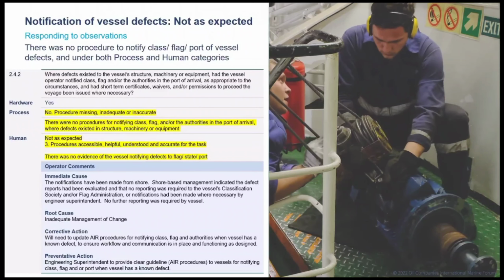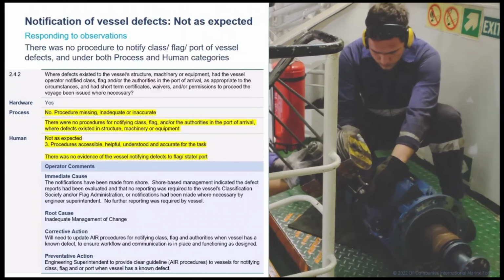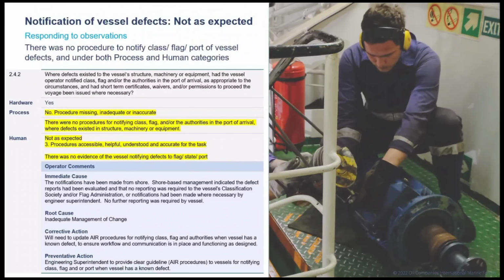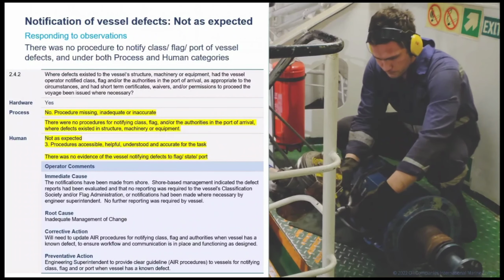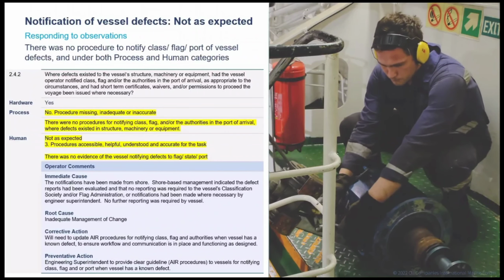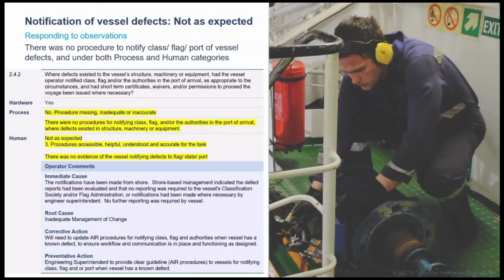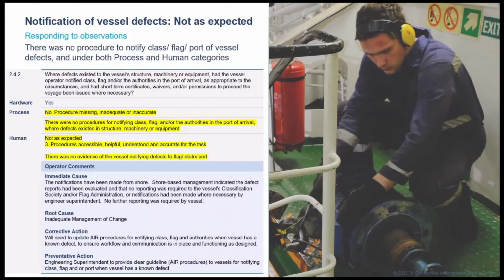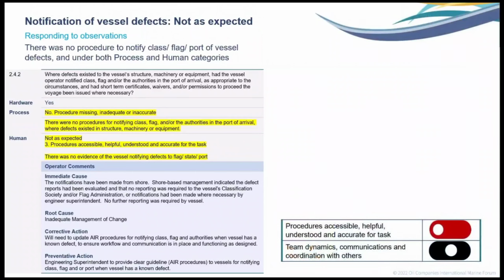The inspector has gone on to ask the crew about how and when they report defects to class, flag or port, but found no evidence of anyone knowing how and when it was done. The vessel doesn't appear to be doing it. In human, the inspector has observed this to be not as expected, with the performance influencing factor that the procedure was unhelpful or inaccurate. Let's think about how the class approach might apply in this situation.